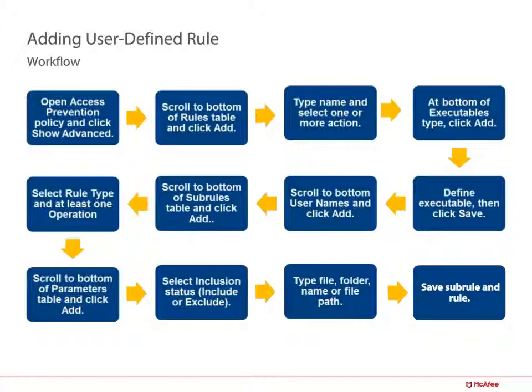Then scroll down to the Subrules section and click Add. And then you can configure the properties of the subrule. Be sure that you decide whether or not you actually want to select the read operation, because the read operation might really impact your performance because you might be reading way too many files. Then define at least one parameter. So you scroll down to the parameters and click Add and select your inclusion of include or exclude. Put in the file, the folder, the name, the file path. Do remember you can use your wildcards, and then save the subrule and then save the rule. So there's two saves in this process.